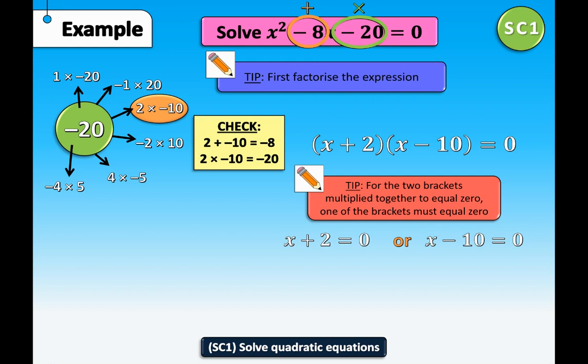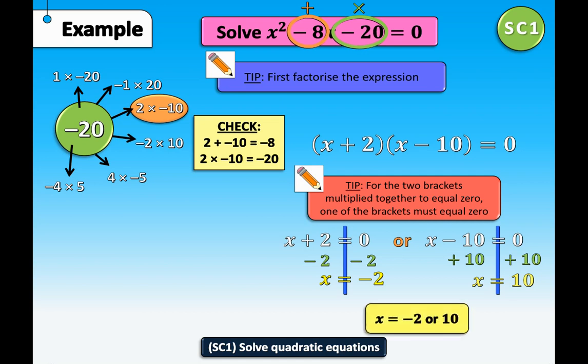And now we just need to solve to find x. For the first one, if we subtract 2 from both sides, then we get x equals minus 2. For the second bracket, if we add 10 to both sides, we get x equals 10. So our answer is x equals minus 2 or x equals 10.